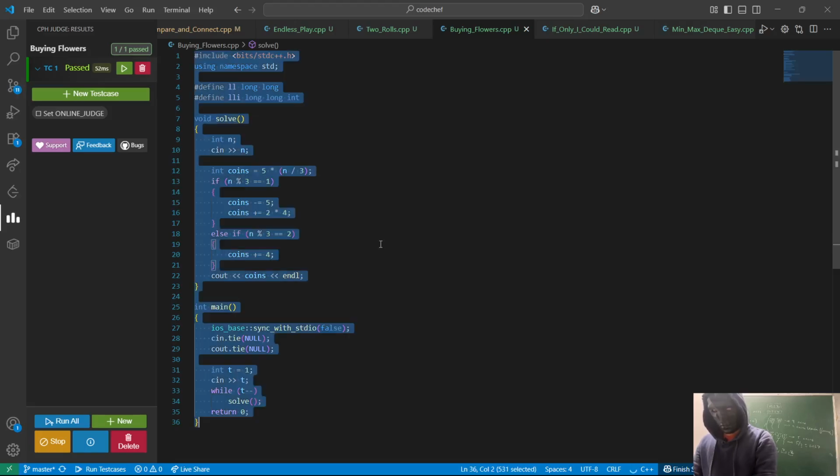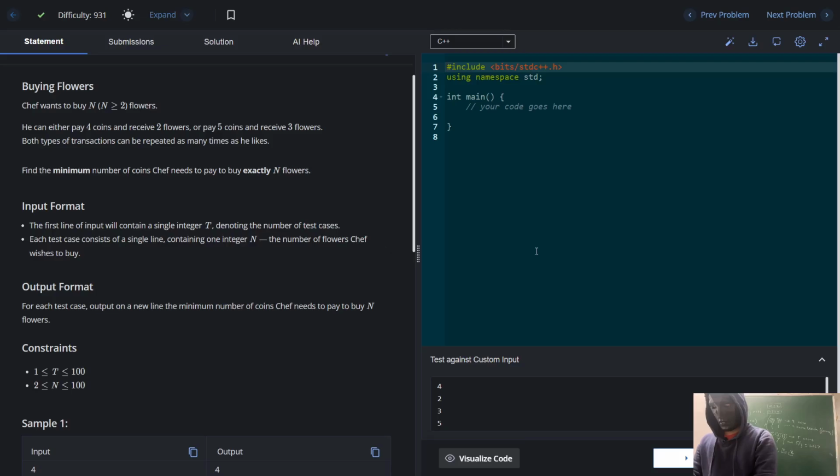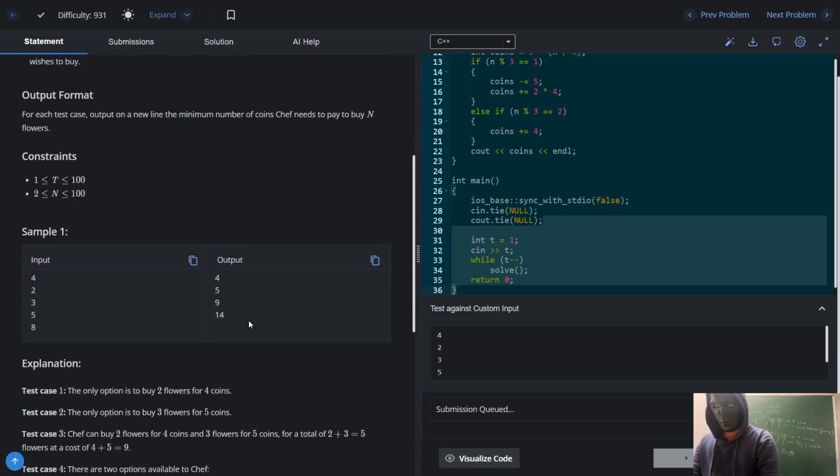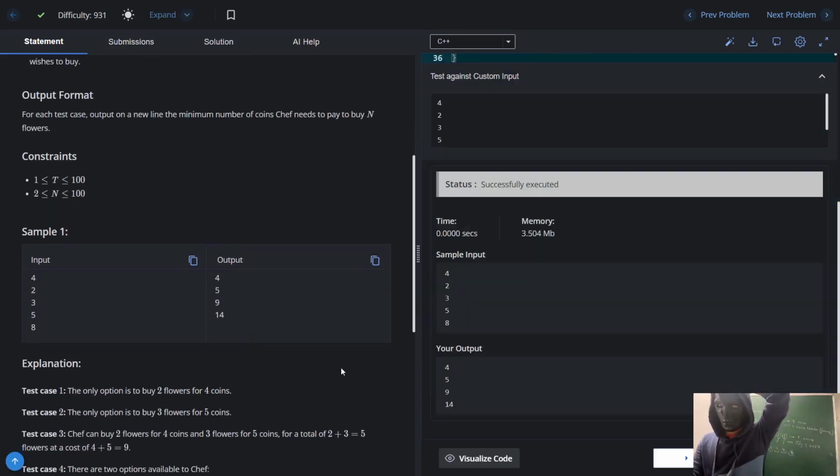Let's try to submit it. Let me first run it. In this case, we have to get 4, 5, 9 and 14, and we're getting that. Let's submit it.